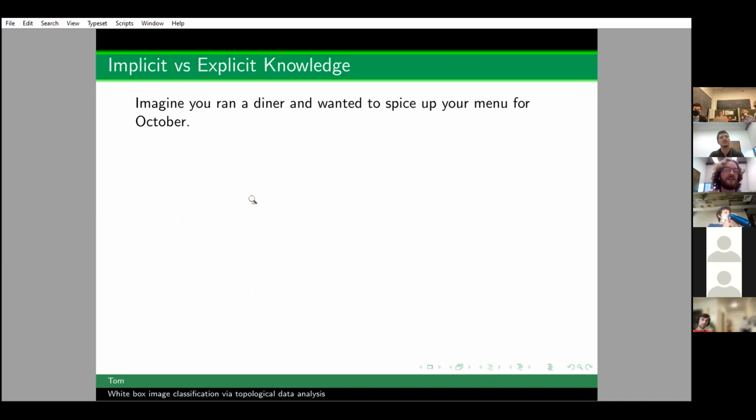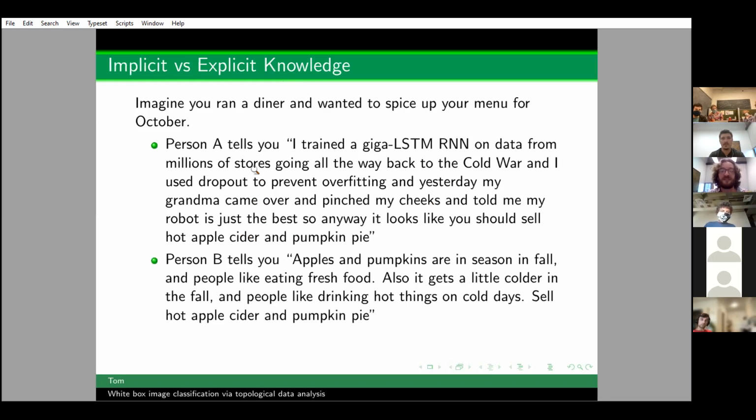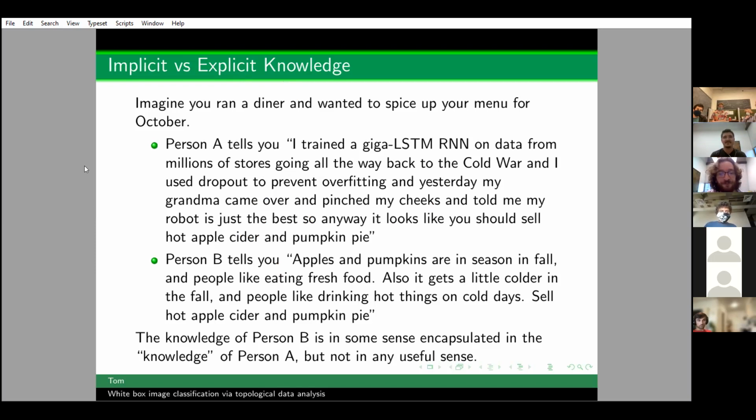The idea is that with current ML, all of the underlying knowledge is implicit. Imagine you had a diner and you wanted an October specific menu. One person has a huge computer and they train it on millions and millions of data points, and they say you should sell apple cider and pumpkin pie. That's not artificial intelligence. Intelligence would be saying apples and pumpkins are in season in October, and it's cold in October and people like being warm on cold days, so you should sell hot apple cider and pumpkin pie. That kind of logical reasoning would be intelligence, or at least in my opinion would be intelligence. And in some sense, this knowledge is encapsulated in the knowledge of person A, but not in any meaningful, useful sense.